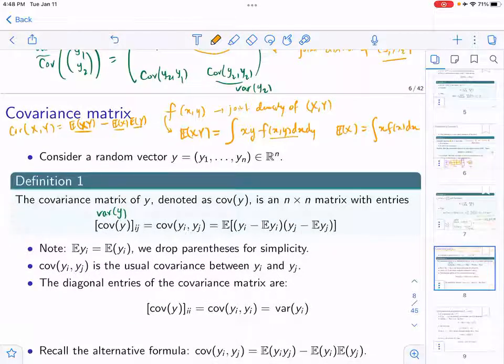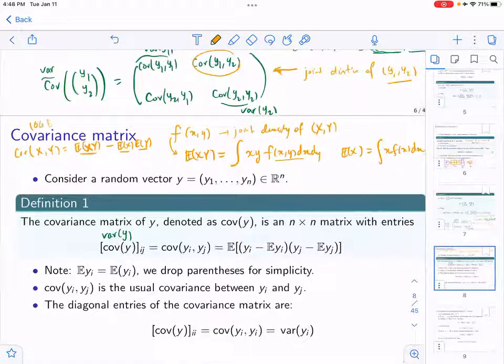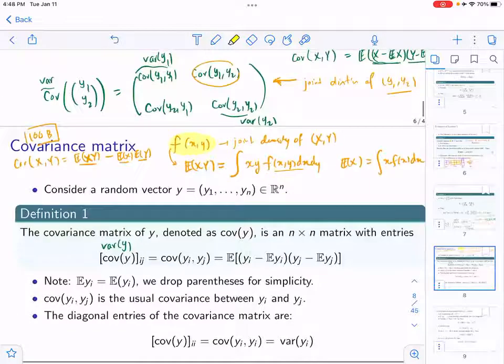This is not what we're going to do most often in this course, but this is the basic 100B approach. This is how you can always do it. You need to know something about the joint distribution. If you have it, then for y1 and y2, you can compute all the elements. These two elements will be the same, so you have to basically compute 3 elements.